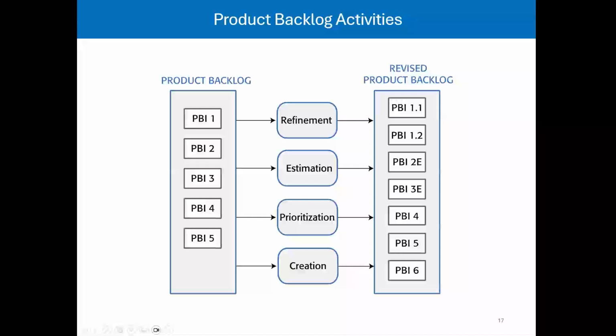And after the creation, new PBIs are introduced based on new ideas or evolving requirements. So, for example, PBI 6 appears in the revised backlog. So each of these steps enhances the backlog quality and usability, making it more than a to-do list. It becomes a planning and alignment tool. So this revised backlog, as you see, is what the team will use for sprint planning. It's actionable, well understood, and aligned with the current priorities.